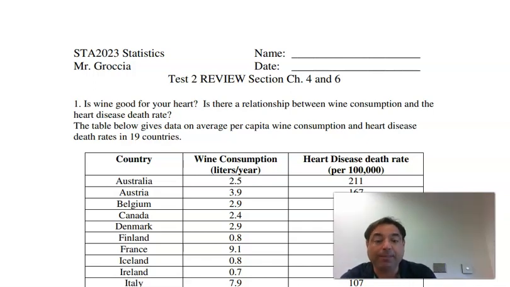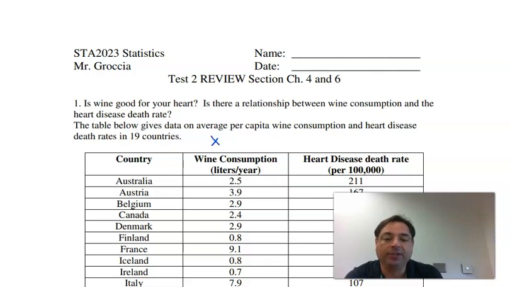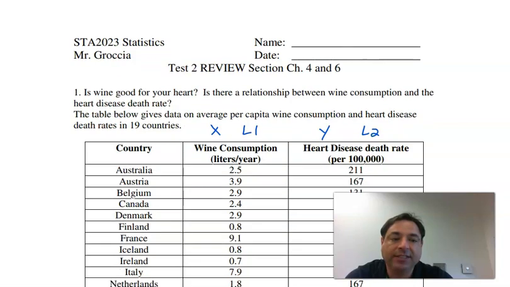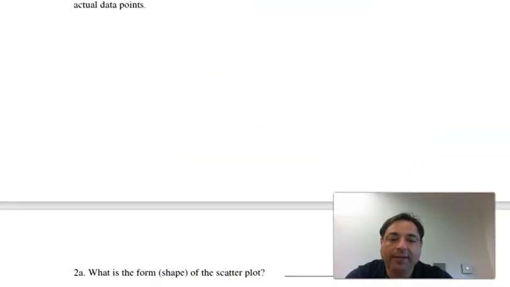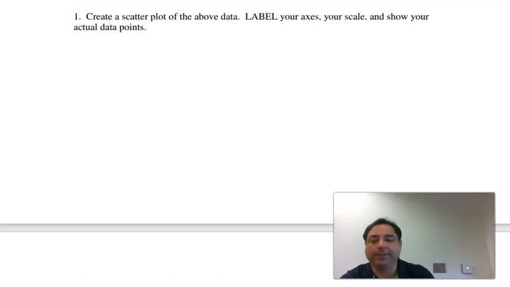The first question, and the most important question, is to figure out which is our explanatory variable, X, and which is our response, Y. The wine consumption is going to be our X. That explains the heart disease death rate, Y. I'm going to put the wine consumption in list 1 and the heart disease death rate in list 2. But before we go to our calculator, step 1, figure out which is X, wine consumption, and which is Y, heart disease death rate. Then we're going to sketch what we have first, then we'll go to the calculator.